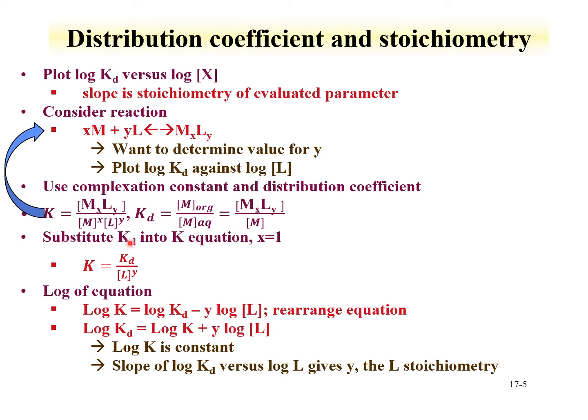For this example, we can substitute the KD into the equation for K. We assume that X is equal to 1, and we get a relationship where the complexation constant is equal to the KD divided by the concentration of the ligand to the Y, the stoichiometry of the ligand. If we just take the log of the equation, the log of K is equal to log of KD minus Y log L. We just rearrange this equation, where the log of the distribution coefficient is equal to log of K plus Y log L. The log of K is constant, since this is a complexation constant, and we wind up getting that the slope of this value is Y, the stoichiometry of L.